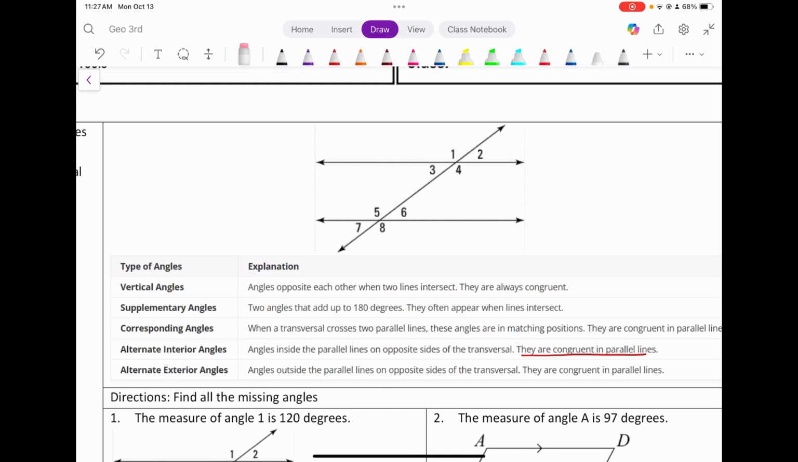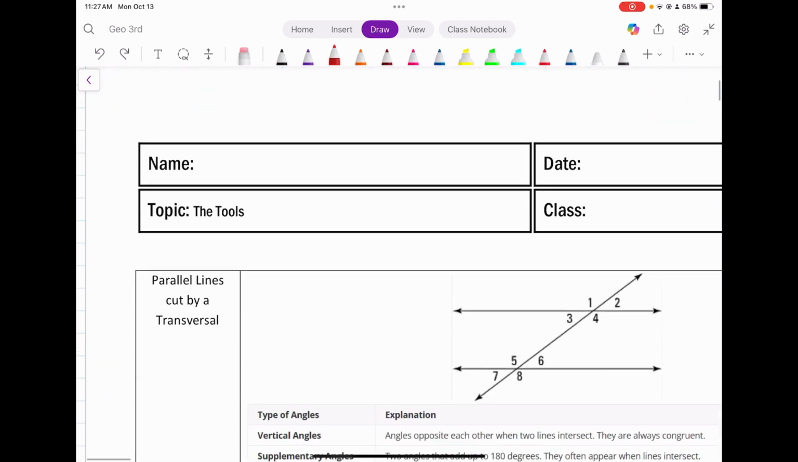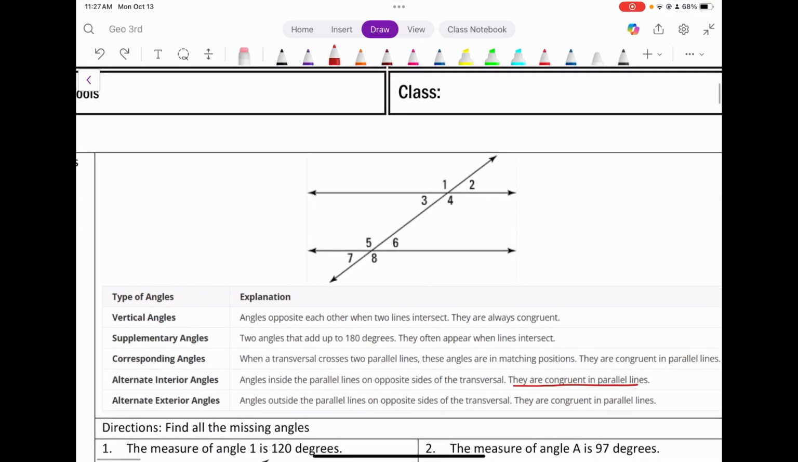Then we have same side interior, which would be like 6 and 4. They're on the same side of the transversal, and they're on the interior. Same side interior angles will also be supplementary. They'll add up to 180. 5 and 3 would also be same side interior. Then you have finally same side exterior. Same side exterior angles will be on the outside and on the same side of the transversal, such as 1 and 7 or 2 and 8. These are also supplementary angles.